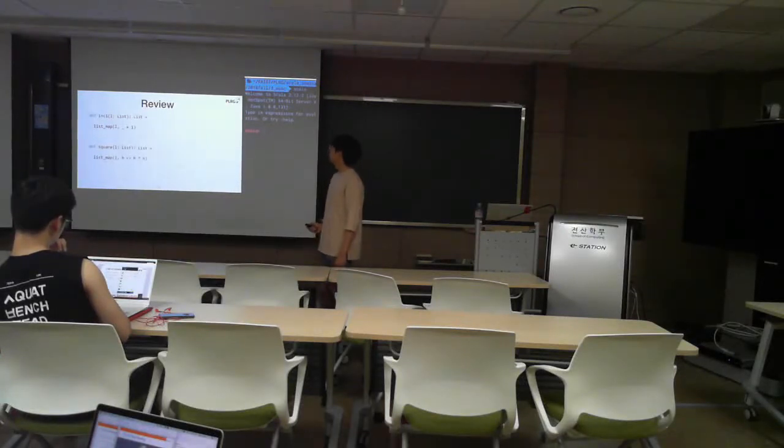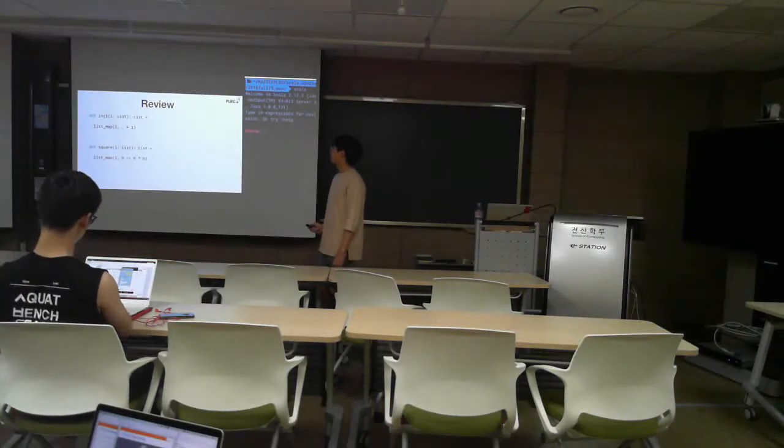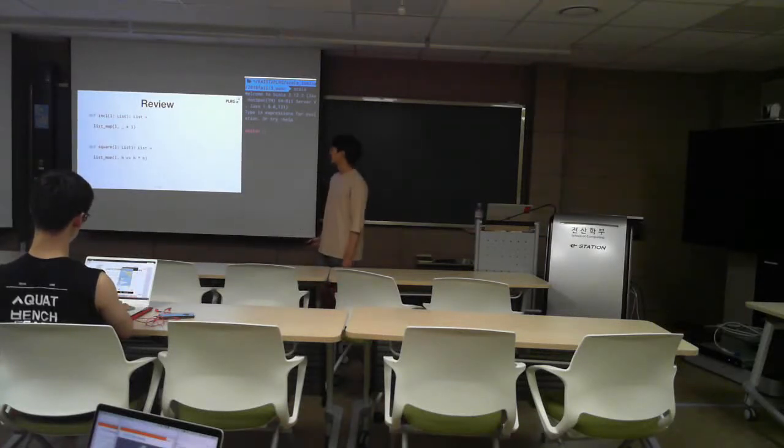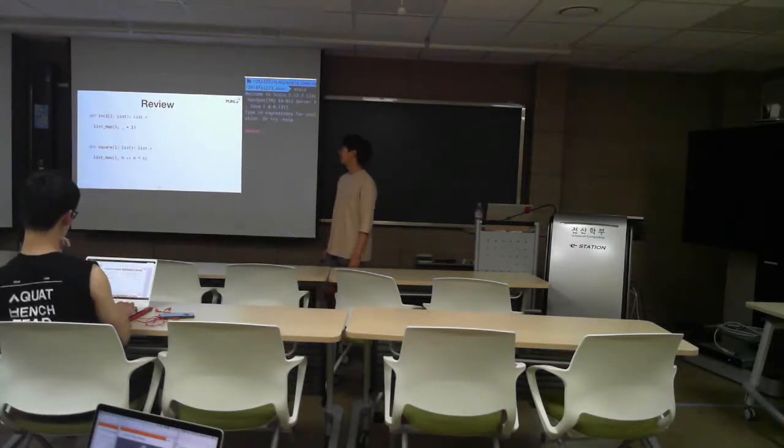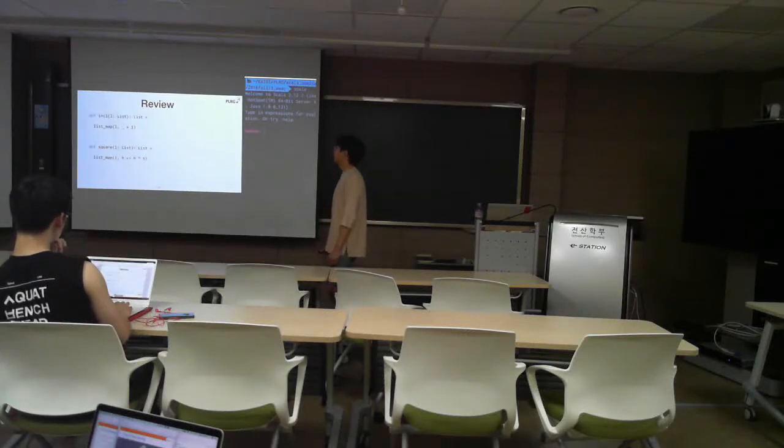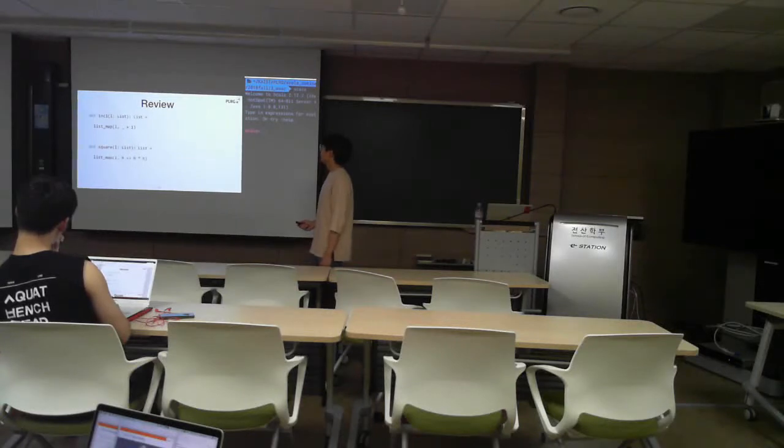So let's think again about that. List map takes two parameters. The first parameter is a list, and the second parameter is a function from integer to integer. The function maps the given function to every element of the given list and returns the list whose every element has had the function applied. In this case, we apply the function which increases an integer by one to every element of the list.